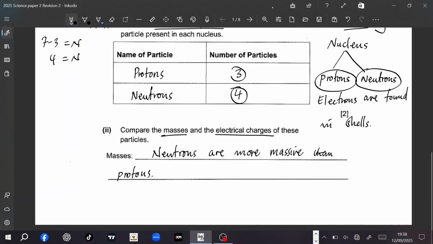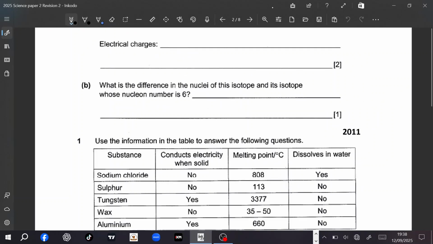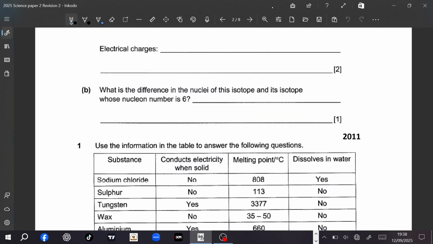Then in terms of charge, let's answer from the next. Charge, they provided the space. In terms of charge, you should know that protons are positively charged, while neutrons are negatively charged.